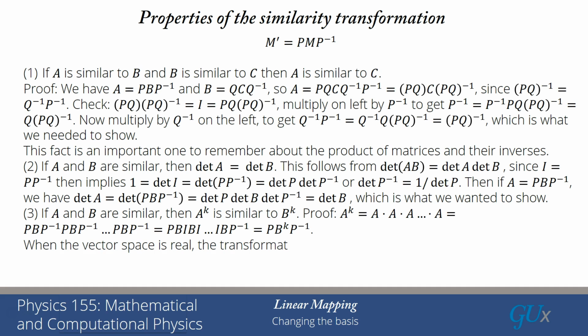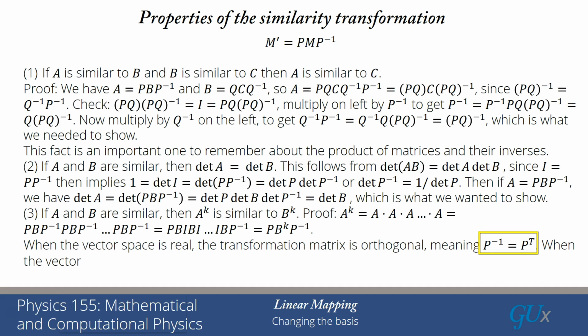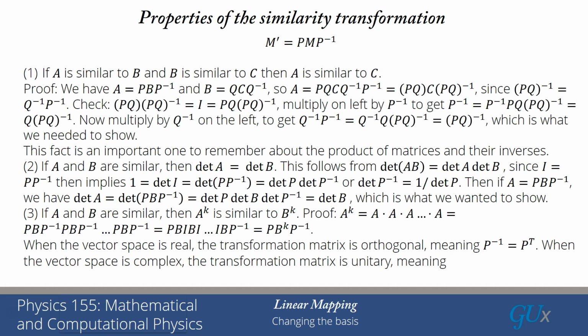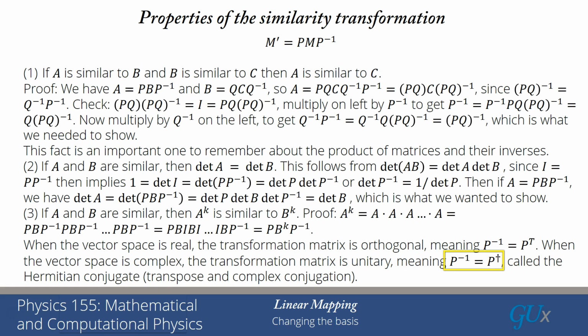Now when the vector space is real, this transformation matrix is orthogonal, which means P inverse is equal to P transpose. When the vector space is complex, this transformation matrix is unitary, which means P inverse is equal to P dagger, where P dagger is called the Hermitian conjugate, and to get that we transpose the matrix and we do a complex conjugation. So that means we do a complex conjugate of every term. You can think of an orthogonal matrix as having a Hermitian conjugate as well, but because every element of the orthogonal matrix is real, the complex conjugation part doesn't do anything.